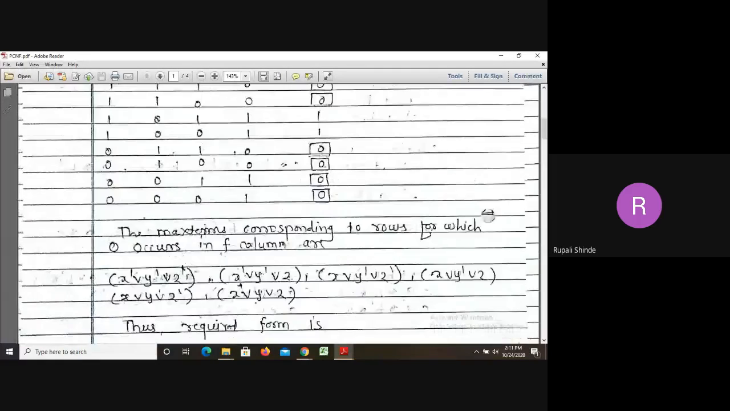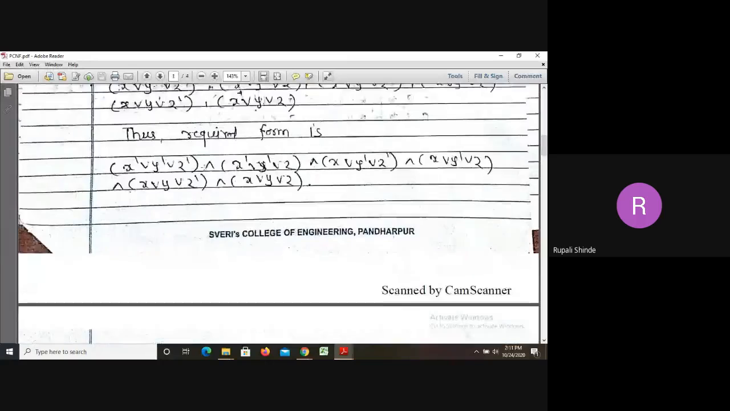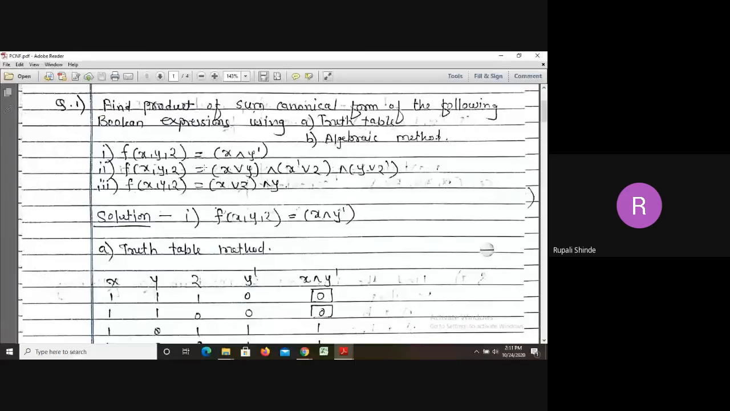So here that solution is given. Given function f is equals to x and y's complement. Okay. Now we want this in form of product of sum. So product is written here. So we can treat x and y's complement as two separate terms, and for these terms, we have to add missing variable.